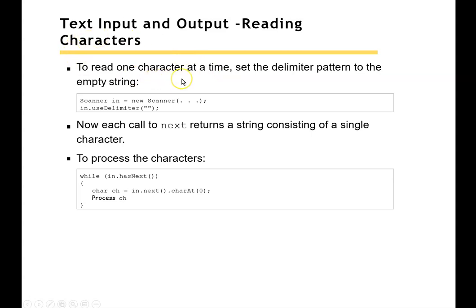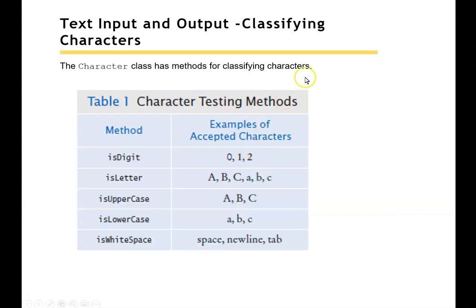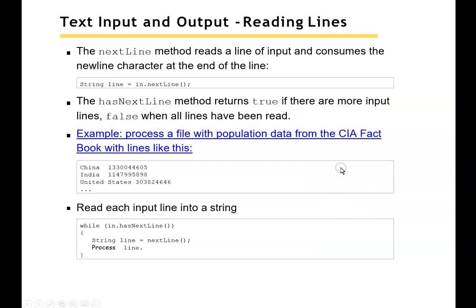So to read one character at a time, set the delimiter pattern to an empty string. Now each call to next returns a string consisting of a single character. So this is how we process all the characters. The Character class has methods for classifying characters: isDigit, isLetter, isUpperCase, isLowerCase, isWhitespace. That'll help you use them appropriately.